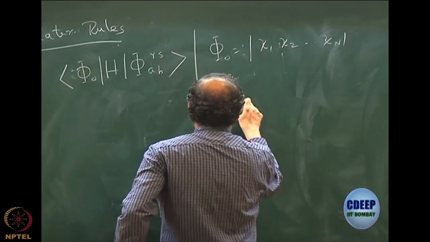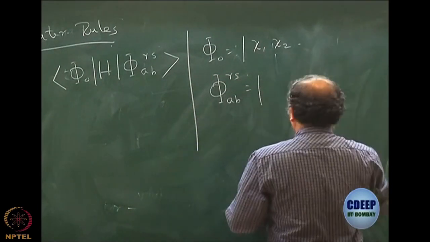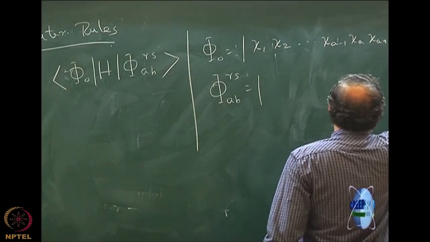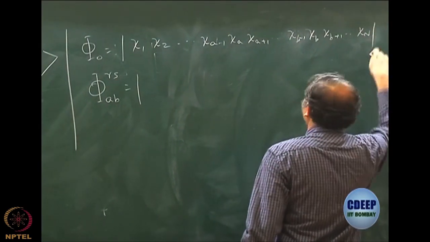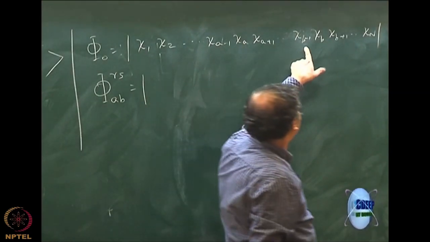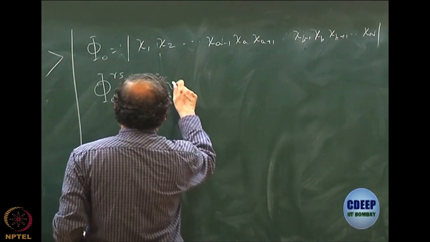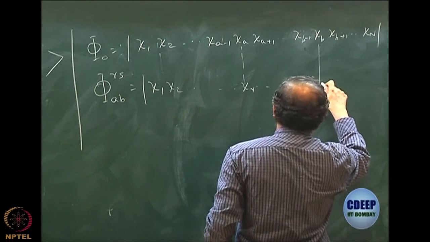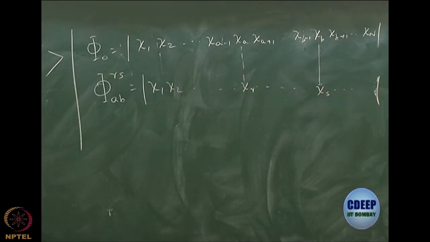So this phi ABRS is then, let us say I have a general determinant, I have identified chi A and chi B. I have also identified the ones around these. It does not matter, just for the sake of understanding. Then you just write chi 1, chi 2, etc. And wherever chi A is there, you replace this by chi R, rest are all same. Where chi B is there, you replace this by chi S, rest are all same. So I get the determinant ABRS.